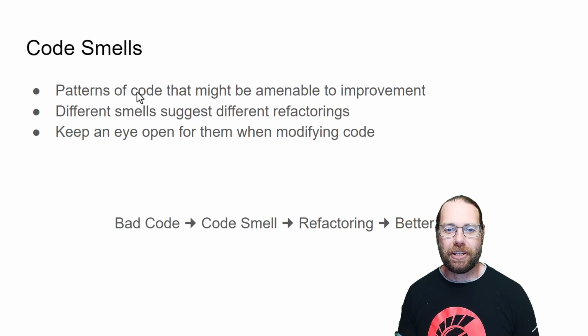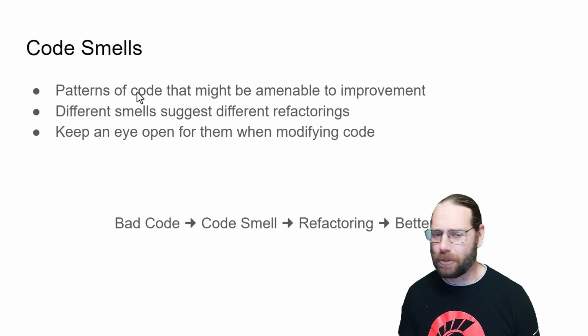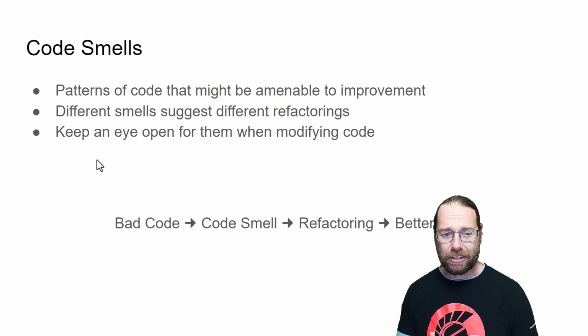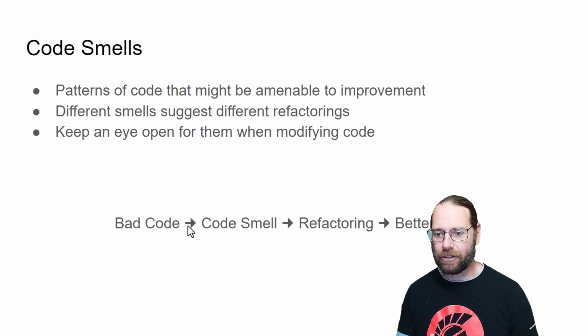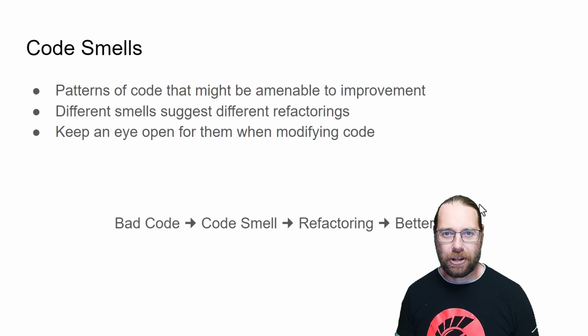and reduce the size of the method overall, which is something we're going to be doing in this talk. And it's always a good idea to keep an eye open for them when modifying code, because that's a good opportunity to clean things up a bit. And I've got this little saying: bad code has code smells, and that lends itself to refactorings, and you end up with better code.